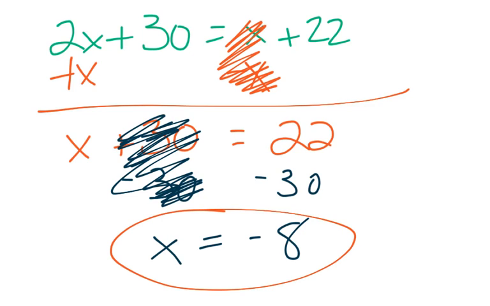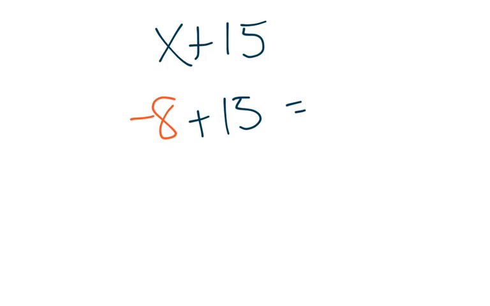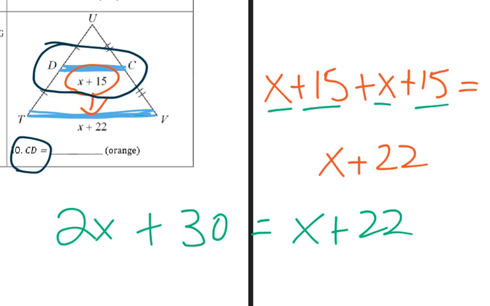Okay, so if we go back to the question, it doesn't ask us for what the value of x is. It asks us for what the length of CD is. So we have to then plug -8 back in for x plus 15. So let's give ourselves some space. So x plus 15, and x is -8. So -8 plus 15 would be +7. So we're going to go back. So the answer to this is +7.